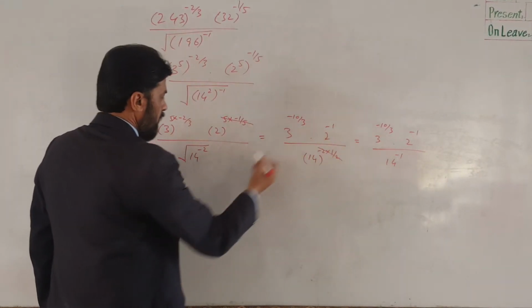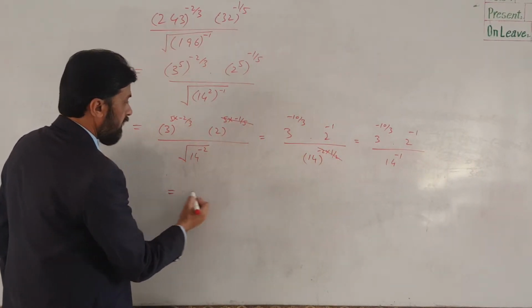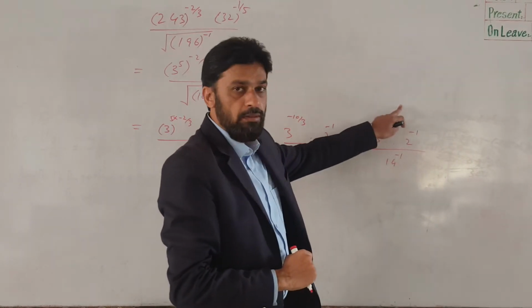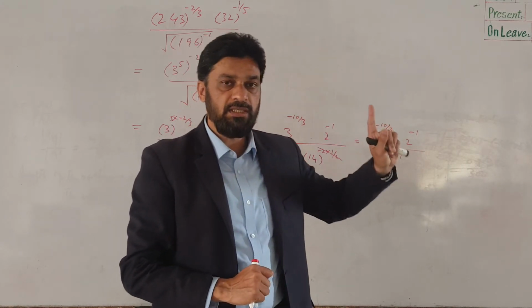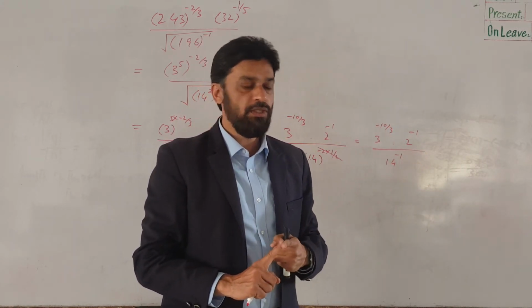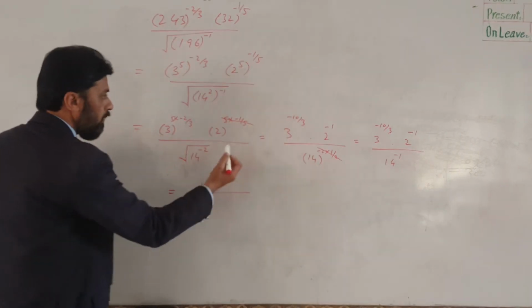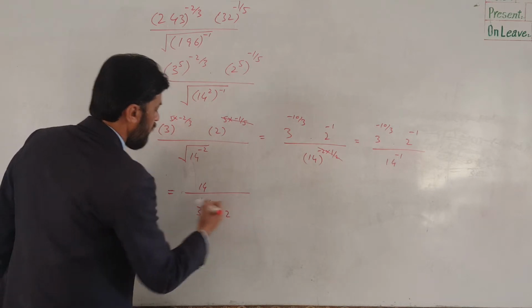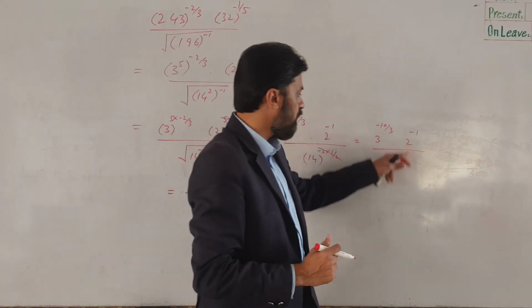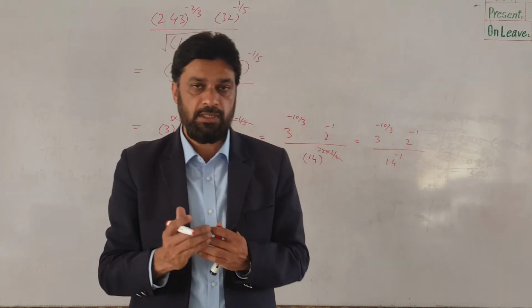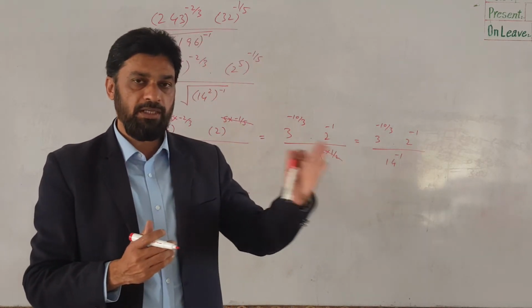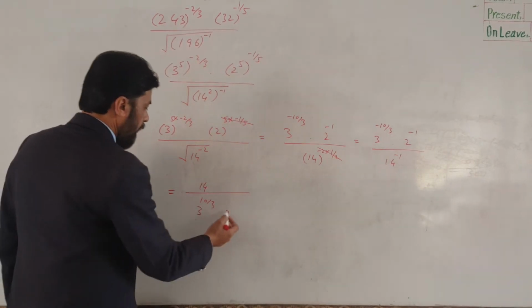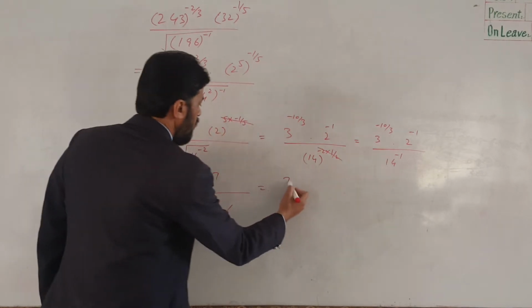This step can also be written as 14 when we take the denominator to the numerator, the signs of the exponents will be changed. So 14 plus 1 over 3 raised to power 10 by 3 times 2 raised to power 1. All the negative exponents become positive if they are shifted from numerator to denominator or denominator to numerator.